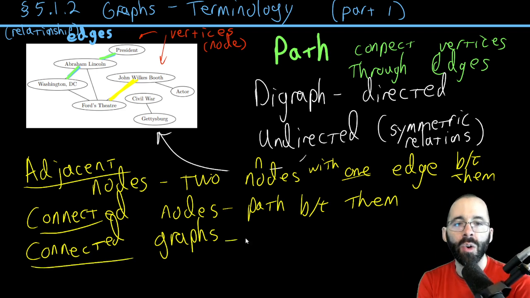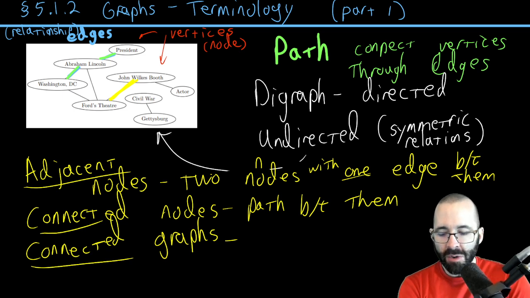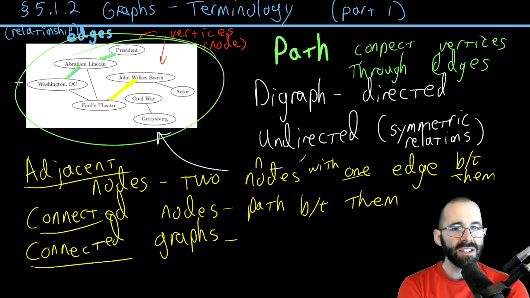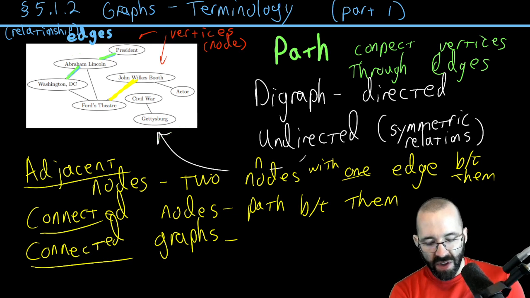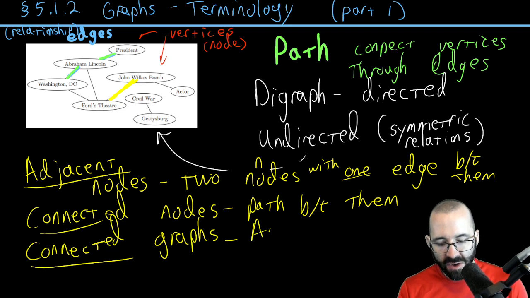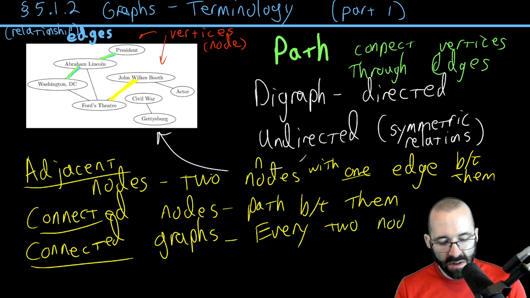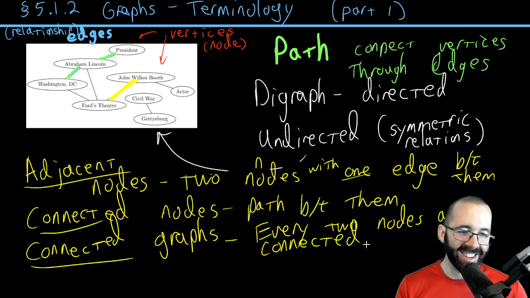So if a connected node means that there's a path between them, what do you think a connected graph means? And do you think this is a connected graph? I mentioned this a little earlier. This is not a connected graph. A connected graph means every two nodes, or you could say all nodes, right? Every two nodes are connected.